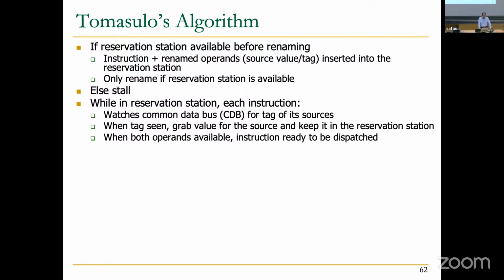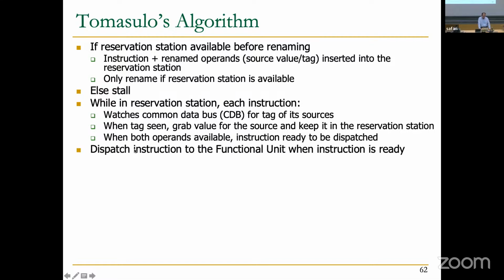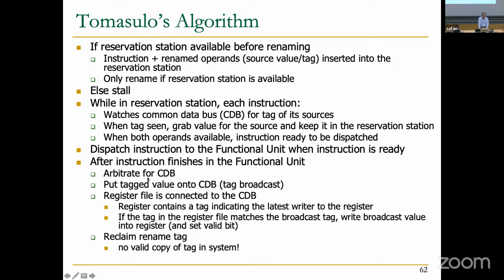While in the reservation station, each instruction watches the common data bus, which is the bus that, after execution, an instruction puts the value on with the tag. When the tag is seen, the reservation station needs to grab the value from the source and keep it in the reservation station. When both operands are available, the instruction is ready to be dispatched. Dispatch the instruction to the functional unit when it is ready.